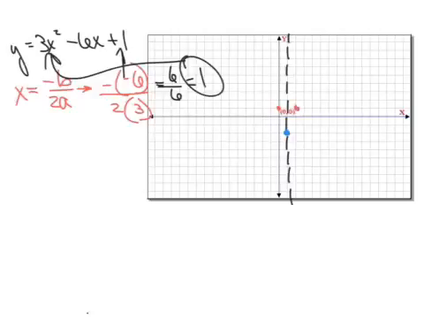Now what I'm interested in doing is finding out where it crosses the x-axis. Alright, so it crosses the x-axis at 3x squared minus 6x plus 1 equals 0. So we just put a 0 in there for y. Alright, so we can't solve this using regular old factoring. So what we're going to end up doing is using the quadratic formula in order to find out where it crosses the x's.